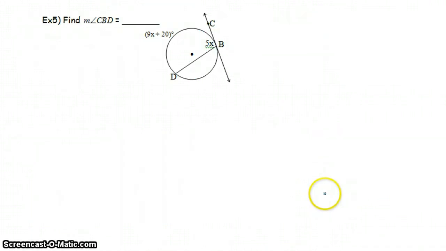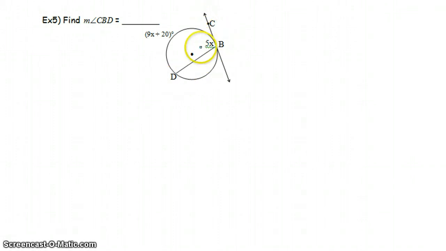One more example, we're going to bring in our algebra. For this one, we're going to focus on that angle. Where is the vertex? The vertex is on the circumference. So remember then, we refer back to what we do with inscribed angles. This 5x is half of its intercepted arc. So we're going to have to set up an equation because we can't find the measure of angle CBD until we know what x is.